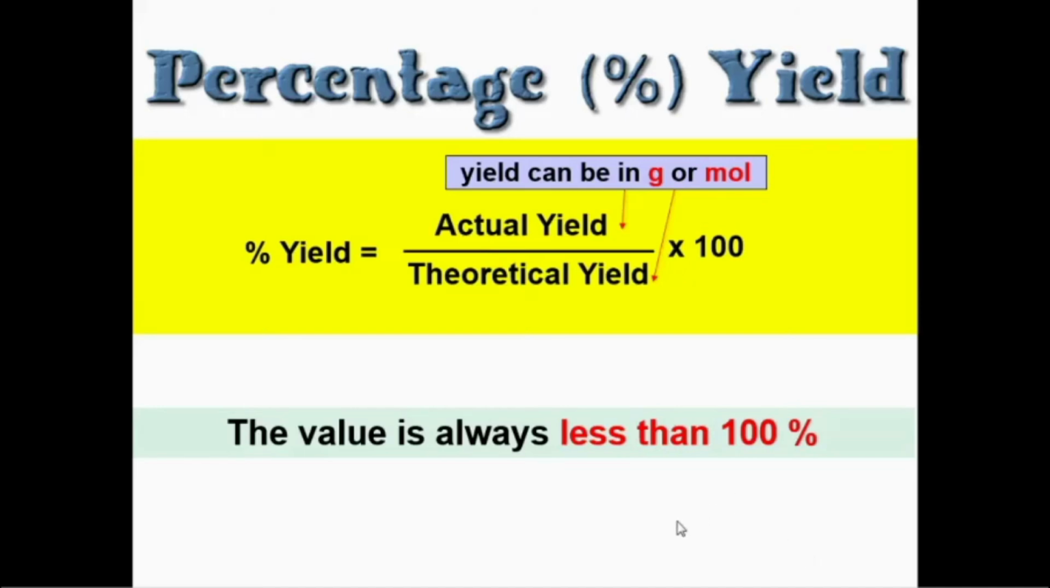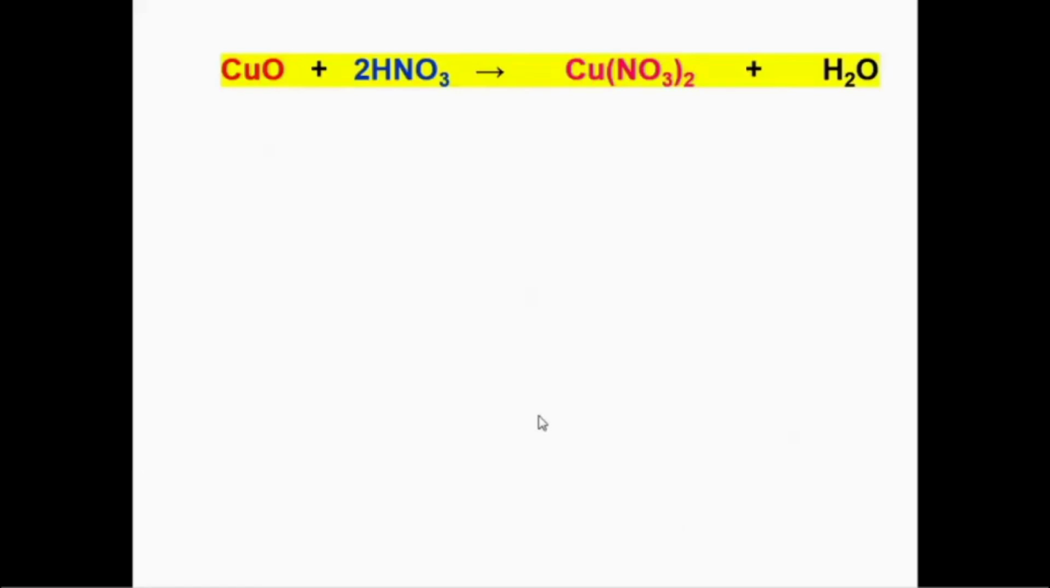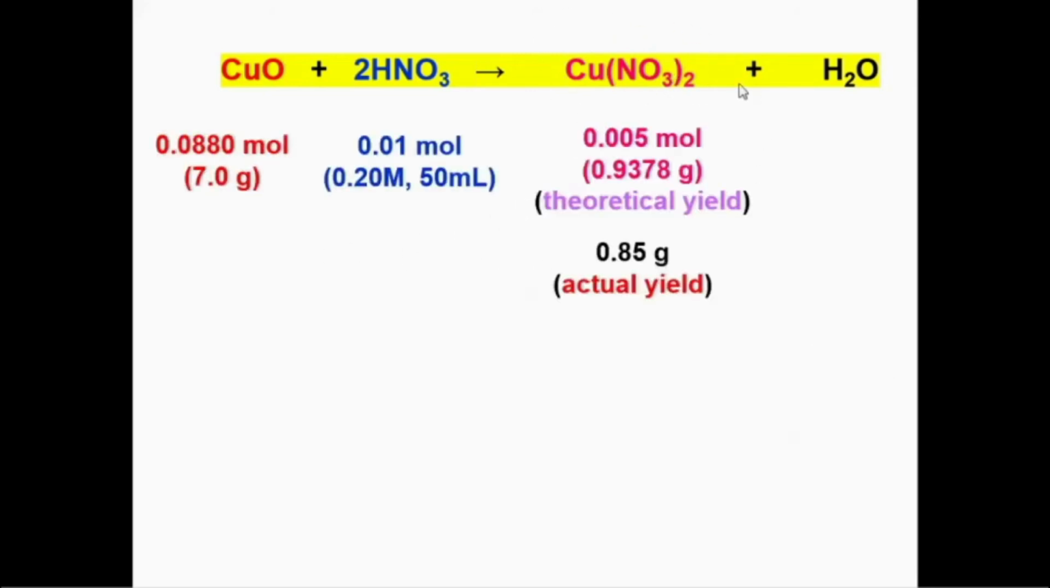Now let's look back at the question. We want to determine the percentage yield of this copper 2 nitrate. Remember, the theoretical yield was 0.9378 grams. This theoretical yield was determined through the calculations that we did in the previous question B, question C, and also question D. And then this 0.85 grams, the actual yield, was given in the question.